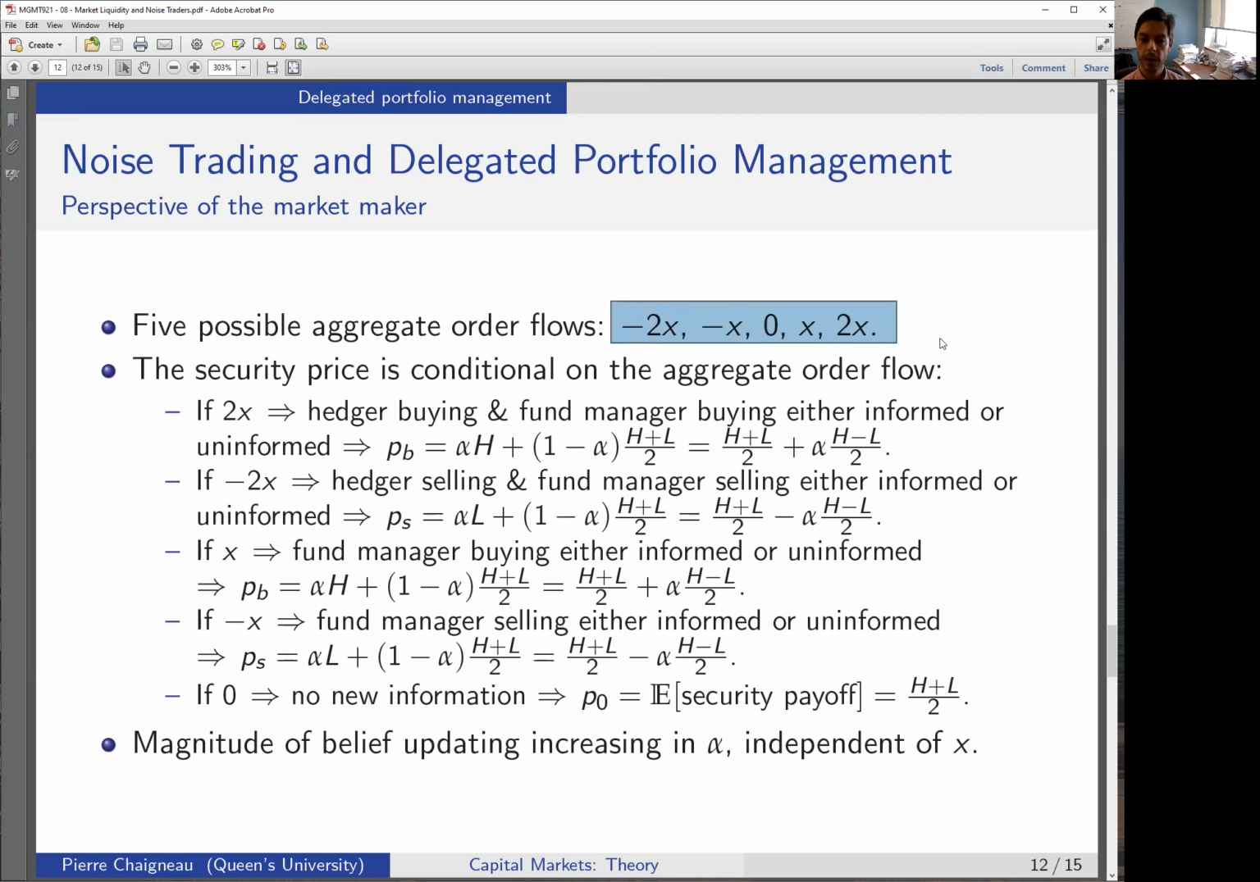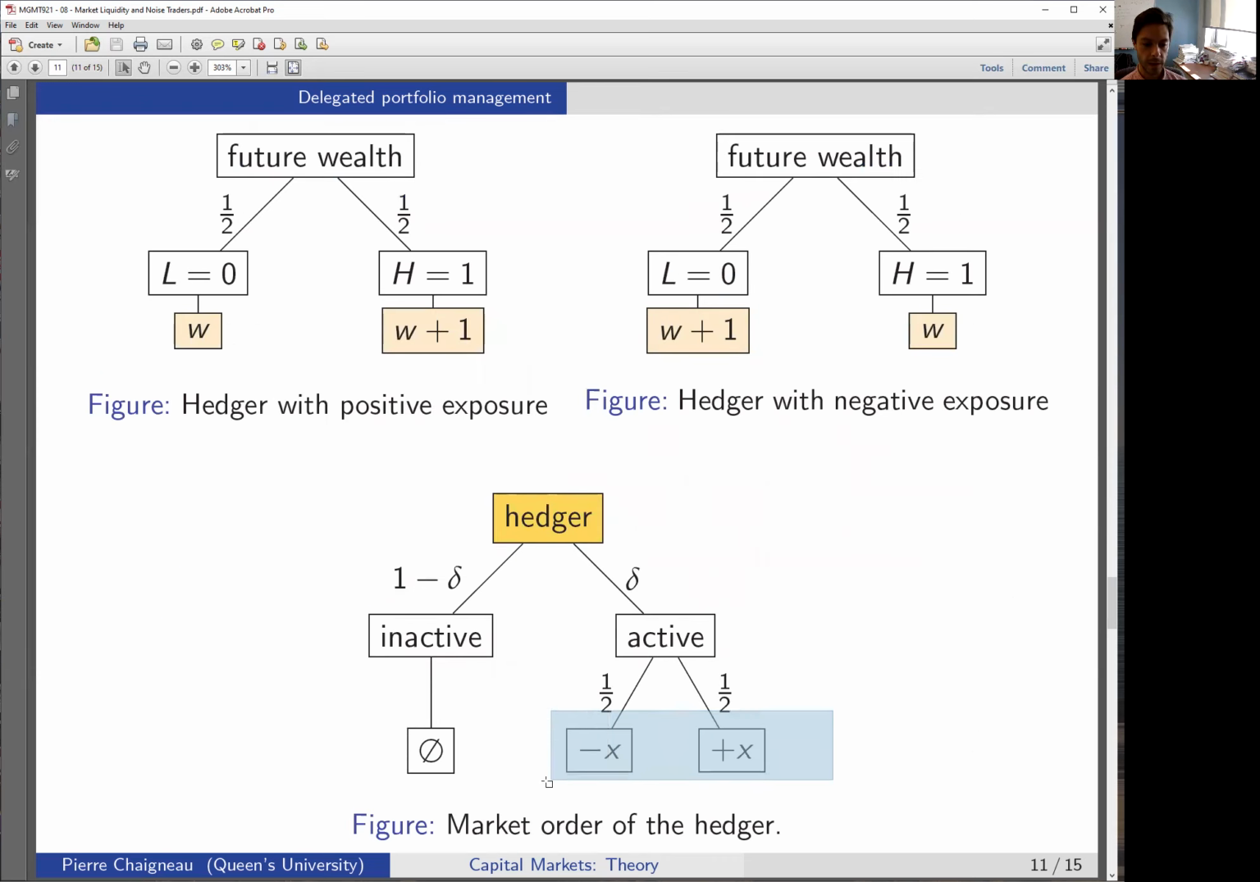Because again, the market maker knows that the fund manager will submit possibly informed trades, whereas the hedger will not. Okay. So the fund manager is going to try to not be identified as a fund manager. Okay, so he's going to submit the same market orders as the hedger, so plus or minus X.